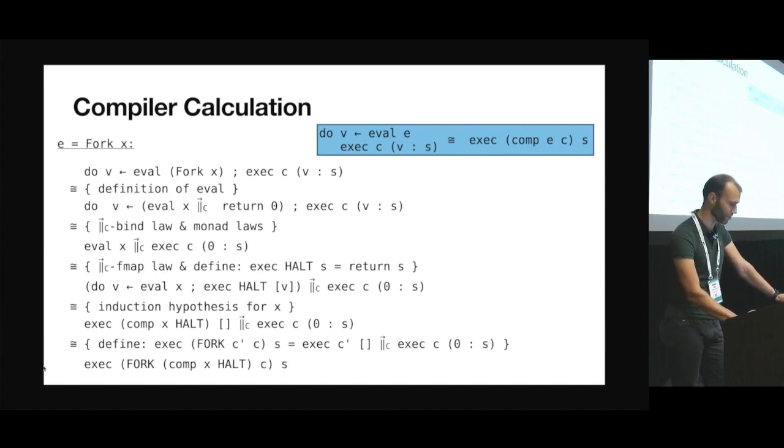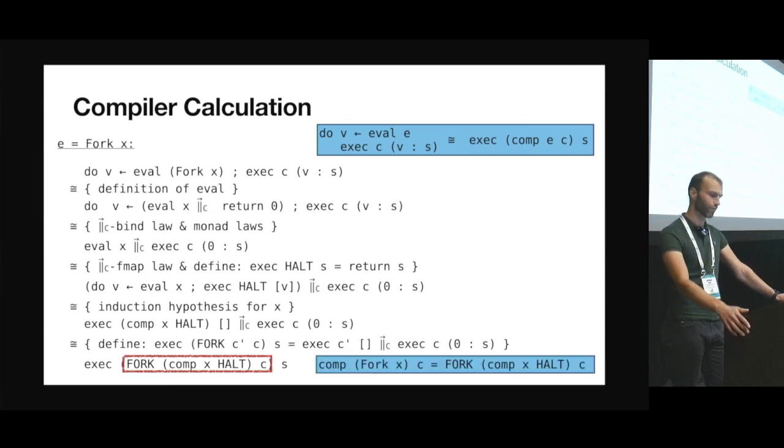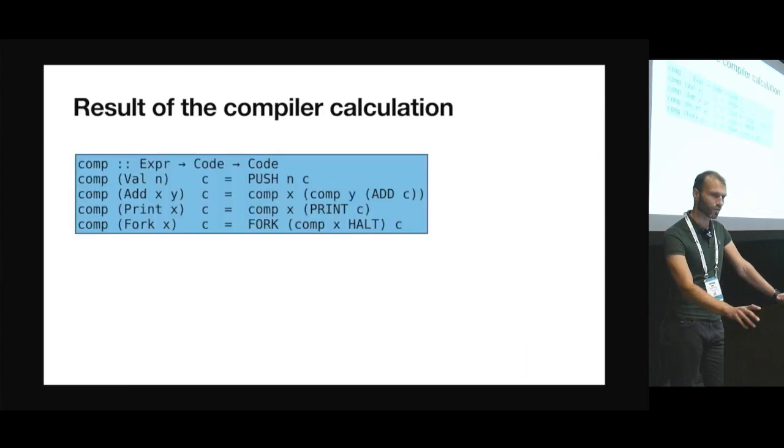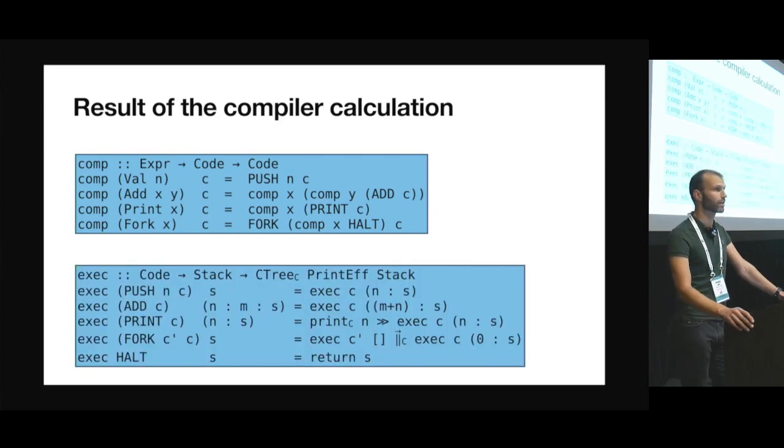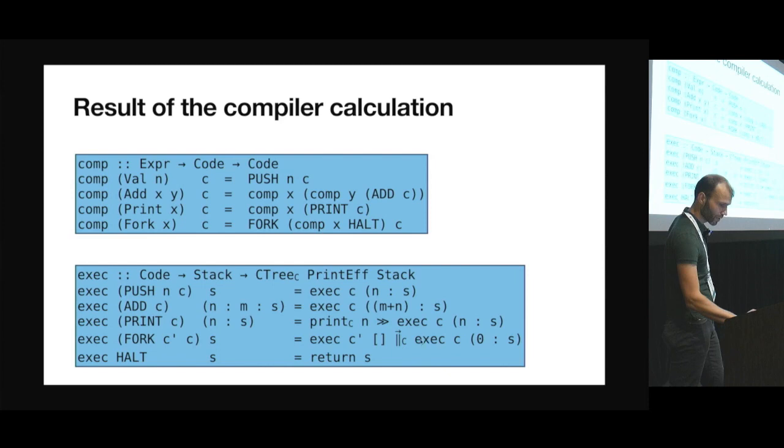So now we have discovered a new instruction, this fork instruction, along with its semantics, and we can now read off the definition of the compiler for the fork expression in our source language. So that's how this works, and we can do this also for the rest of the source language. And so this is the compiler we get out. It's fairly simple. And we also get out the semantics of our target language, right? Which is the stack machine, and it's a tail recursive function with parallelism in there. And so now we have calculated a compiler for our very simple concurrent language.